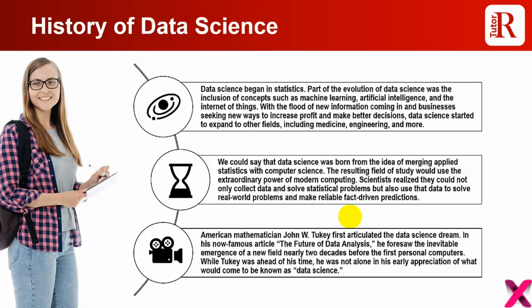Data science began in statistics. Part of the evolution of data science was the inclusion of concepts such as machine learning, artificial intelligence, and the Internet of Things. With the flood of new information coming in and businesses seeking new ways to increase profit and make better decisions, data science started to expand to other fields, including medicine, engineering, and more. In this article, we'll share a concise summary of the evolution of data science, from its humble beginnings as a statistician's dream to its current state, as a unique science in its own right recognized by every imaginable industry.